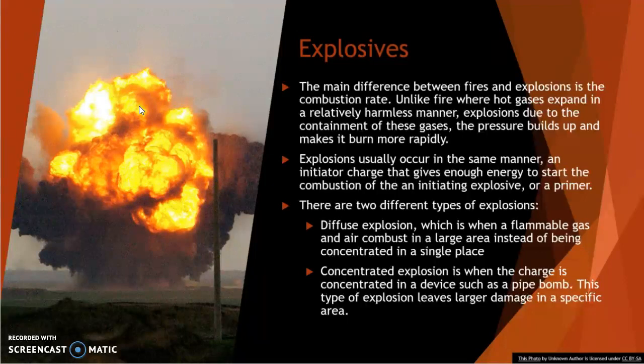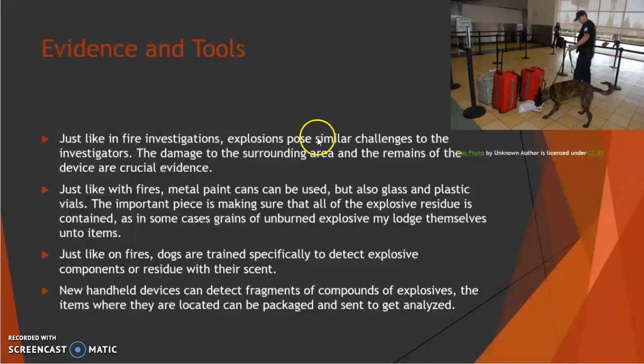There are two different types of explosion. There's a diffuse explosion, which is when flammable gas and air combust in a large area instead of being concentrated. This is common in house fires by natural gas and cases such as those. A concentrated explosion is when a device is usually in place. It leaves a smaller area because all of the energy is concentrated in a specific spot.